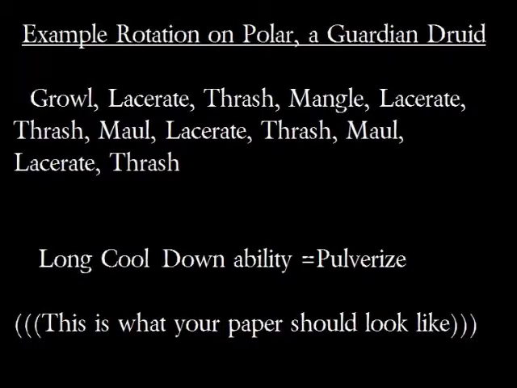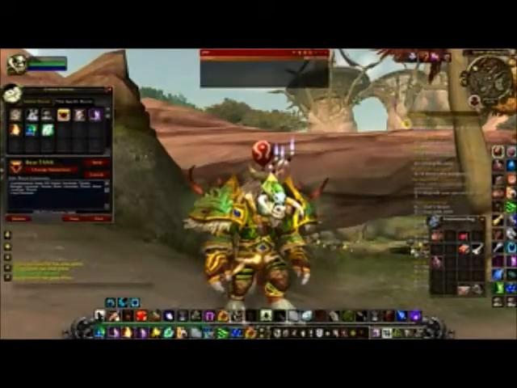So again, for Polar, his rotation is Growl, Lacerate, Thrash, Mangle, Lacerate, Thrash, Maul, Lacerate, Thrash, Maul, Lacerate, Thrash, and then at the bottom I have Pulverize as that one long cooldown, or that ability that one effect needs to take place before it hits. And again, for Pulverize, I cannot use it until I have 3 stacks of Lacerate on an enemy.